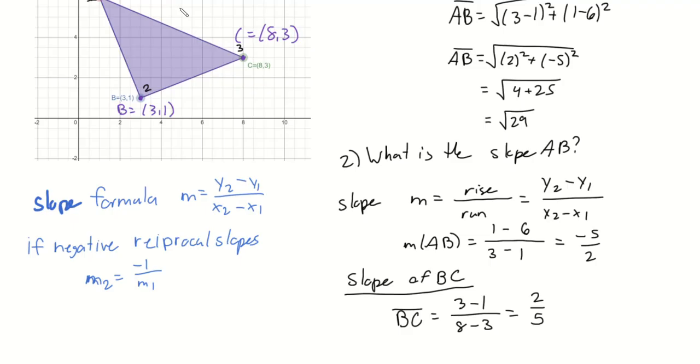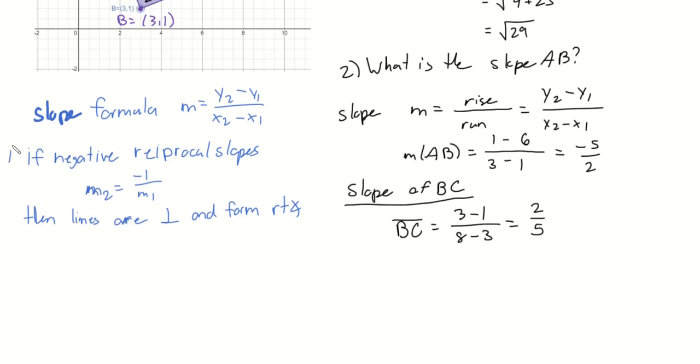If it's a negative reciprocal slope, these two lines are perpendicular to each other. So they form what type of angle? A right angle. Then lines are perpendicular and form right angle. What if they were the same slope? Same slope. So m2 equals m1. Then we have parallel lines.